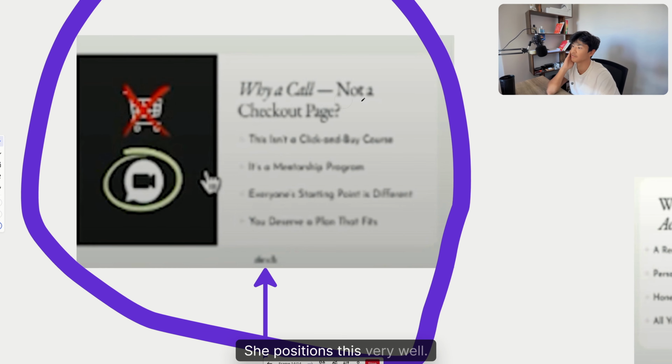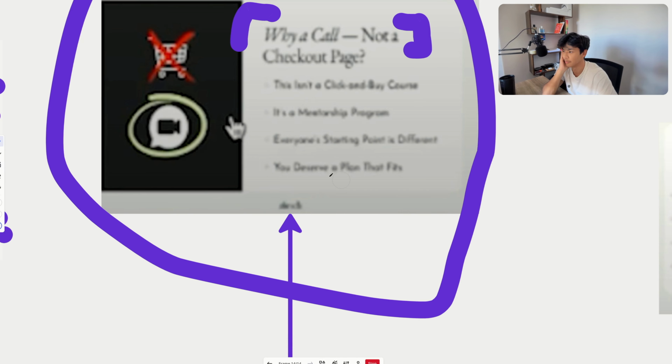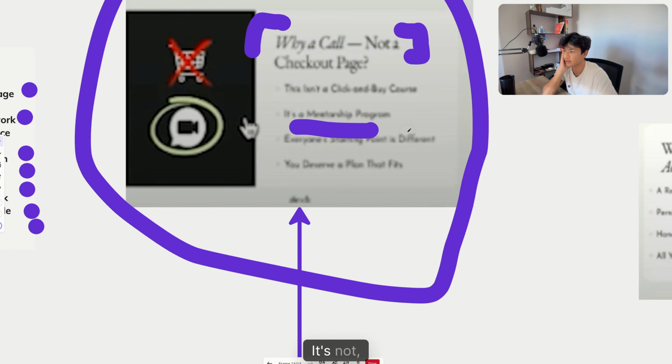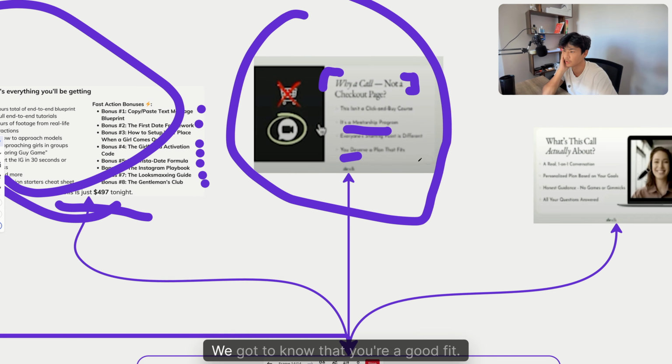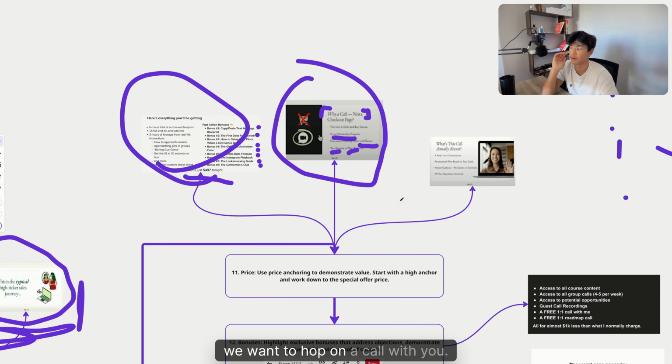She positions this very well, as why this is a call and not a checkout page is because it's private mentorship program. It's not one cookie cutter solution. We got to know that you're a good fit. We got to know that we can actually help you. So that's why we want to hop on a call with you.